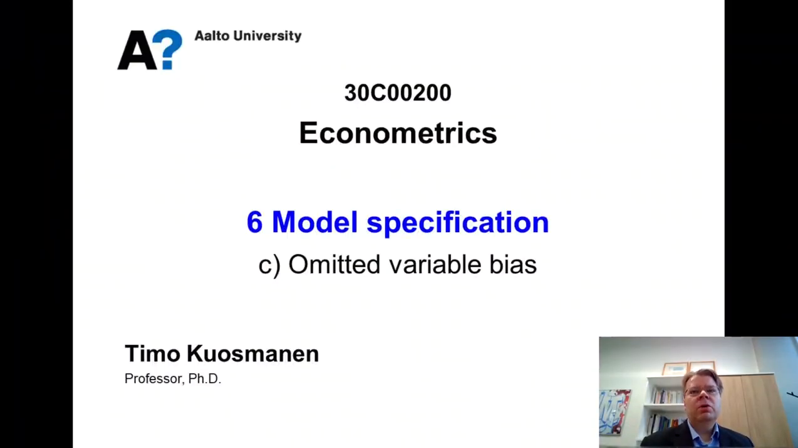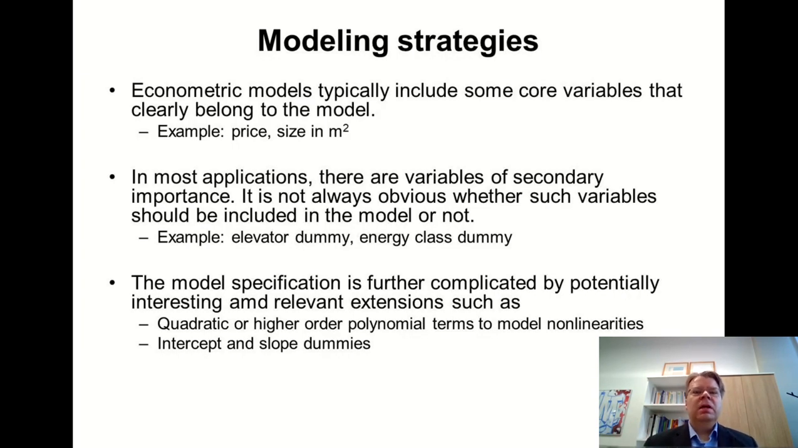So we now continue our theme on model specification issues, and I will discuss the serious issue called omitted variable bias. To motivate this theme, let's take a broader look at econometric modeling, and I'll discuss it in terms of our hedonic model of the housing market that we have examined quite thoroughly. Very often in empirical modeling, there are usually some core variables that clearly belong to the model that we are primarily interested in.